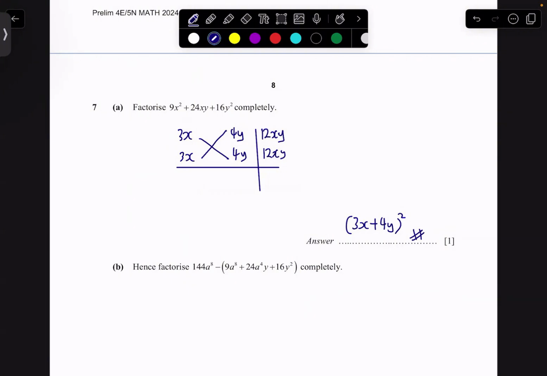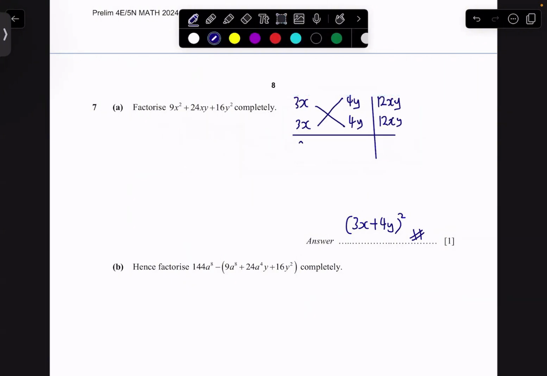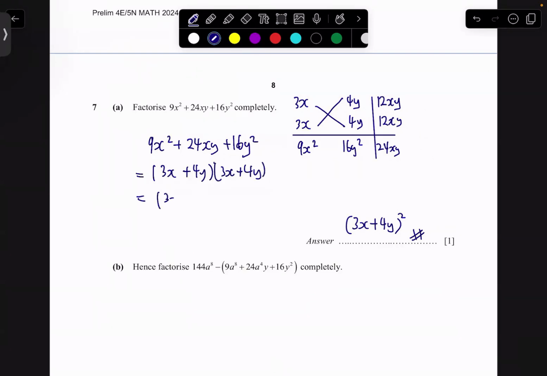For presentation's sake, let's just write properly: 9x squared plus 24xy plus 16y squared equals 3x plus 4y times 3x plus 4y, which equals 3x plus 4y squared.